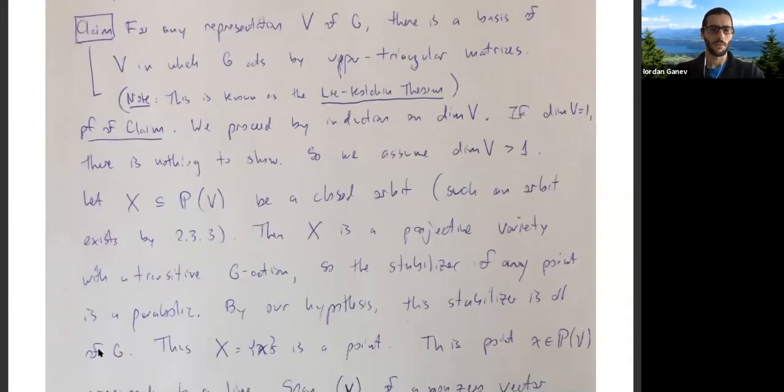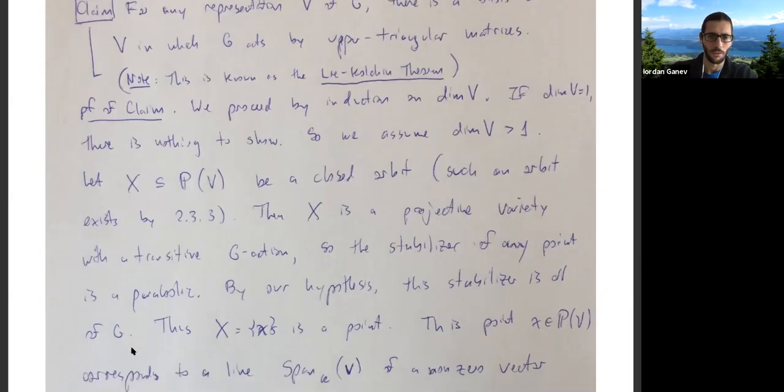Yeah, and what was that parabolic? It was the stabilizer of a point. So if the stabilizer of a point is all of G, that means that it's a fixed point and its orbit is just itself. So this capital X consists of just a single point, the point little x. So we've used the induction hypothesis already.